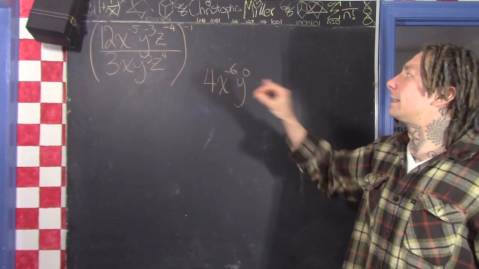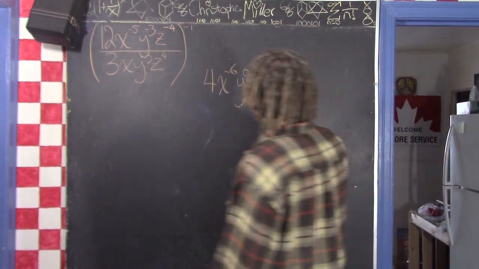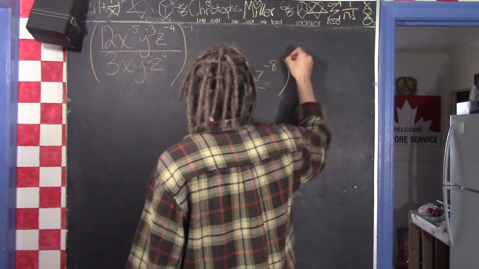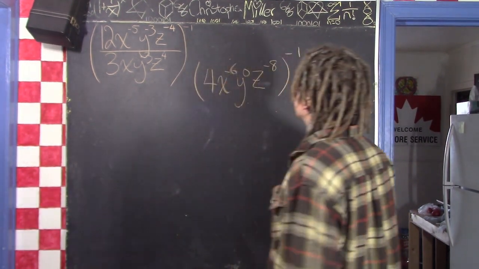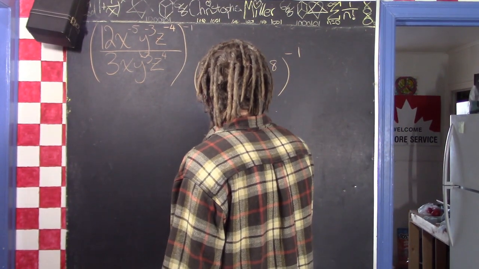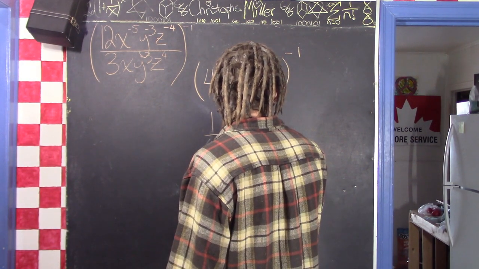We'll look at the z's. Z to the -4 divided by z to the 4, z to the -8. All of this is to the power of -1, which would give us 1 over 4, x to the 6, z to the 8.